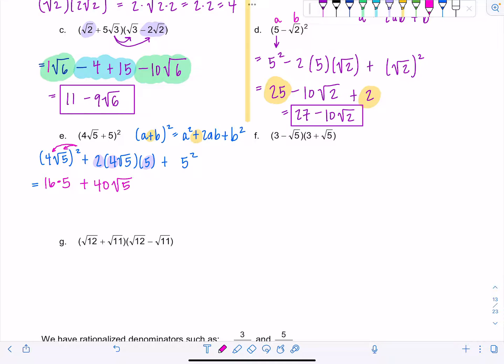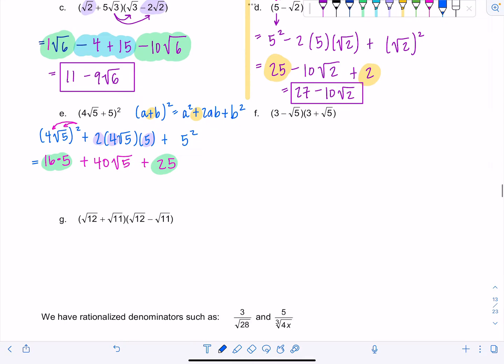It's underneath the radical. It has nothing to do with anybody else. Very conceited under its little radical club. Plus 5 squared, that's 25. Okay, and then we can combine 16 times 5, that's 80. 80 plus 25, 105. So we've got 105 plus 40 rad 5. Ooh, I love it. I love it so much.